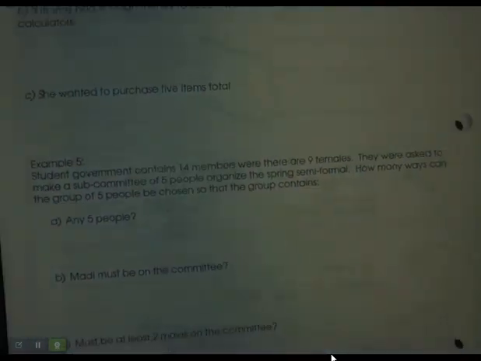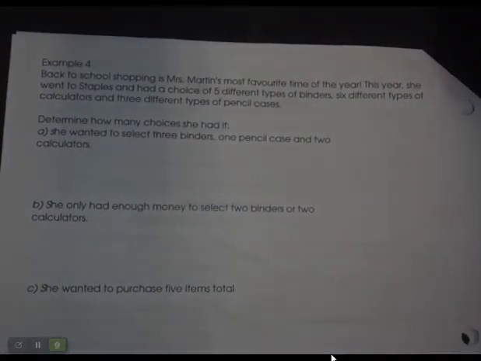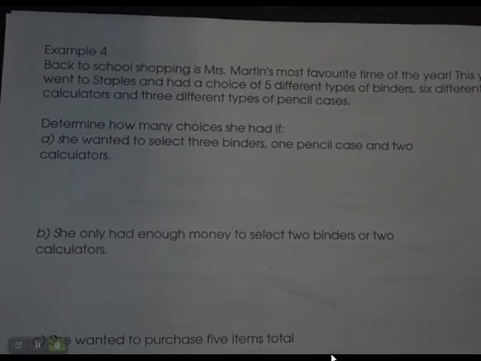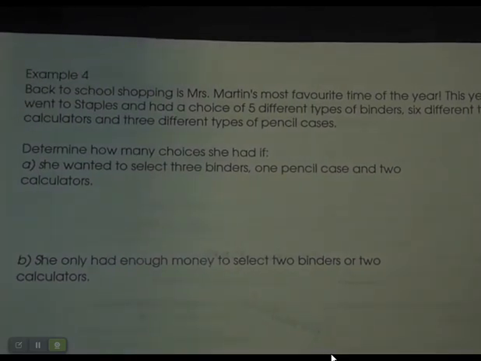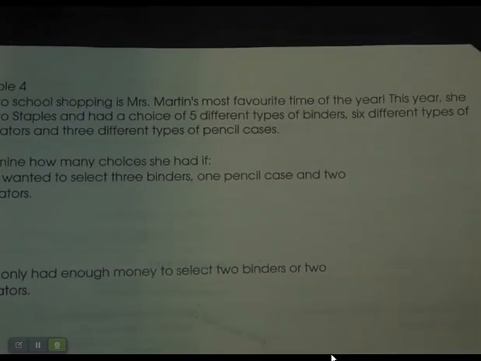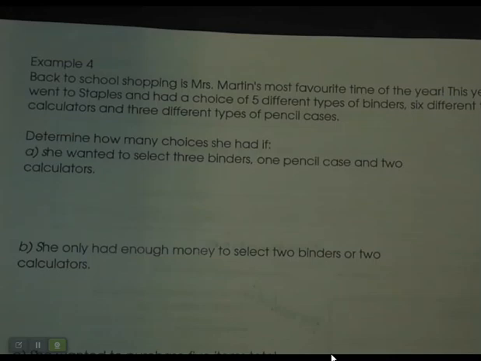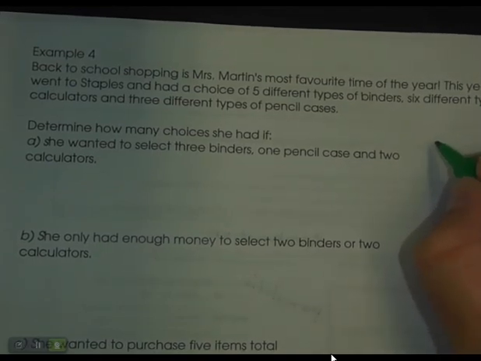All right. Back to school shopping. Miss Martin's favorite thing to do. So back to school shopping is Miss Martin's favorite time of the year. This year, she went to Staples and had a choice of 5 different binders, 6 types of calculators, and 3 types of pencil cases. Determine how many choices she had if she selected 3 binders, 1 pencil case, and 2 calculators.